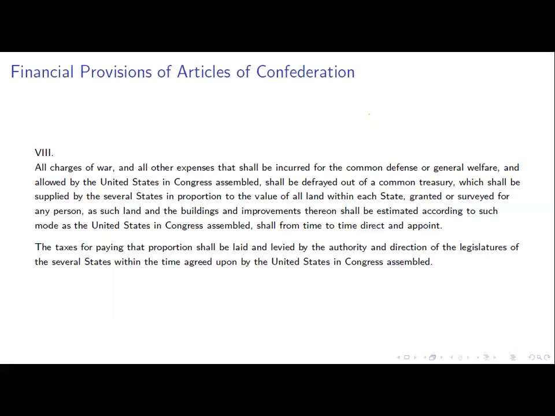Taxes for paying that proportion shall be laid and levied by the authority and direction of the legislatures of the several states. So the assessments are going to be based on the value of the land and property within each state, and the payments to the central government are going to come from the legislatures, not from individuals. So the legislature imposes the tax on the individuals and then makes the payment to the central government. In that part, it's like Europe today.